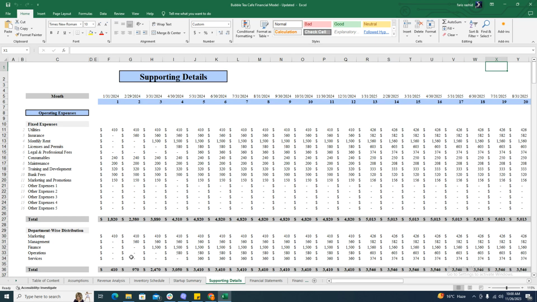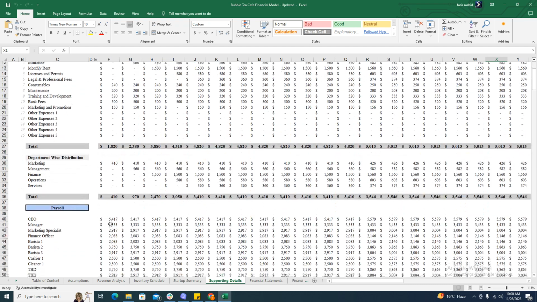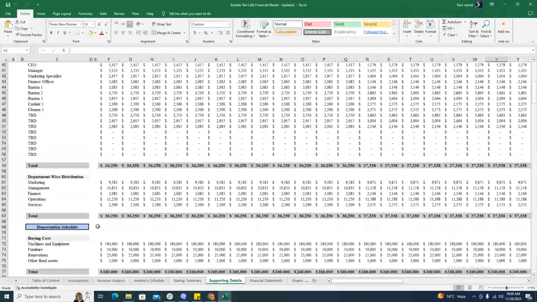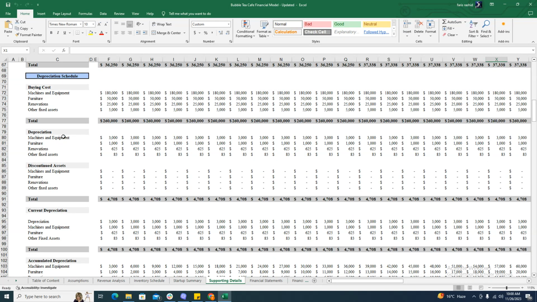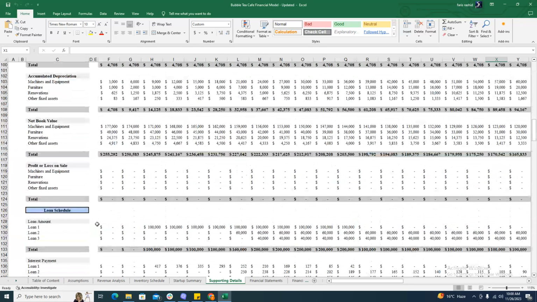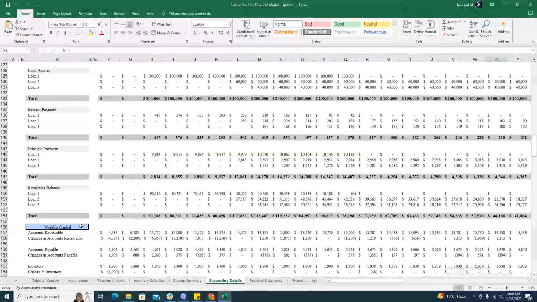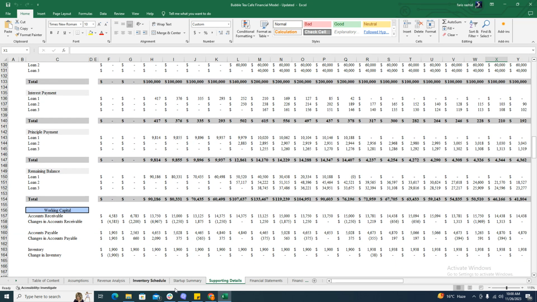Then comes the supporting details. These supporting details basically give you a brief on all the calculations that are being used in the later sheets. For example, in financial statements or financial analysis sheet, it includes the operating expenses on monthly basis, payrolls on monthly basis as well. And then it also calculates the depreciation schedule. It also includes a loan schedule. These all calculations are on monthly basis. It also includes the working capital assumptions.